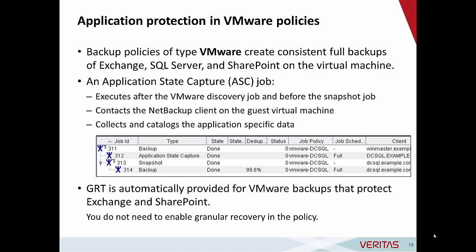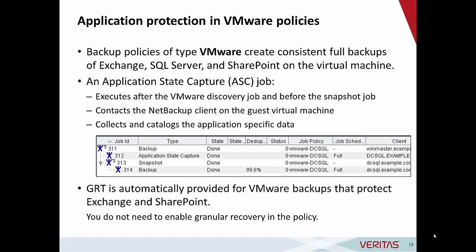Then once that has taken place, job number 313 is the ESX server taking a normal VADP snapshot of the virtual machine, the same kind of a snap that would be happening in any VMware policy. We're just snapping the VM and capturing, therefore, that snapshot inside a snapshot.